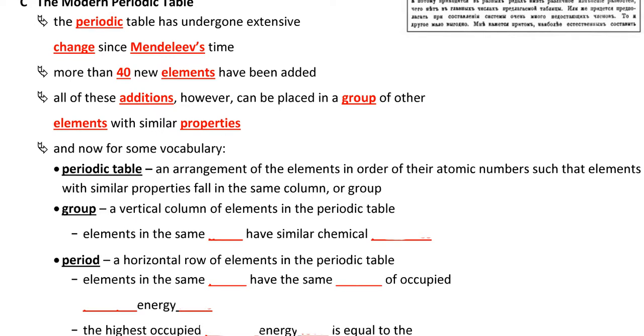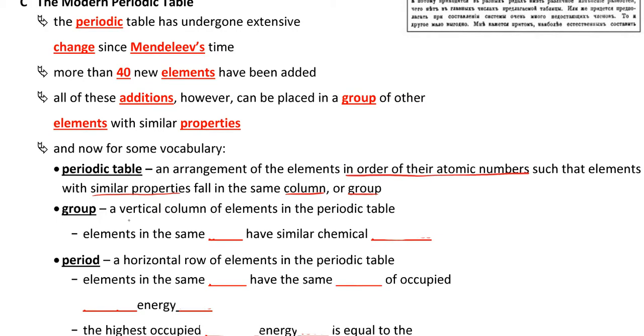Actually, group and period should not be new. But the periodic table is an arrangement of the elements in order of their atomic number, such that elements with similar properties fall in the same column or group. So elements with similar properties fall into the same column or group. So what is a group? This is a review vocab term.